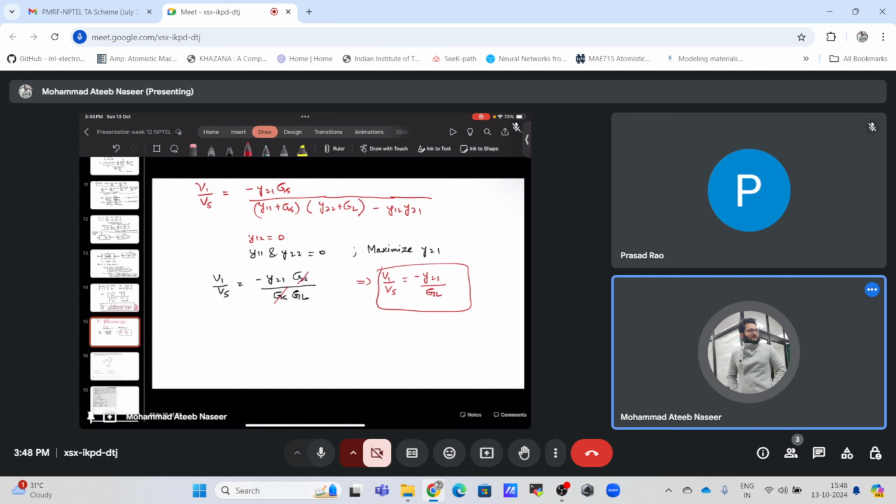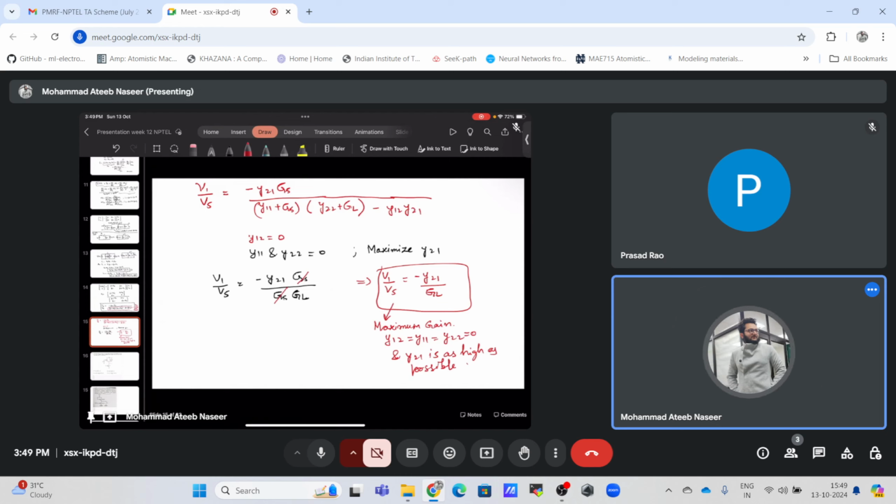Okay, so this will be the maximum gain we can get, but we have some conditions. We have to ensure that Y12 is equal to Y11 is equal to Y22 is equal to 0, and Y21 is as high as possible. Okay, so if we now draw this ideal two-port network, it would look like this.